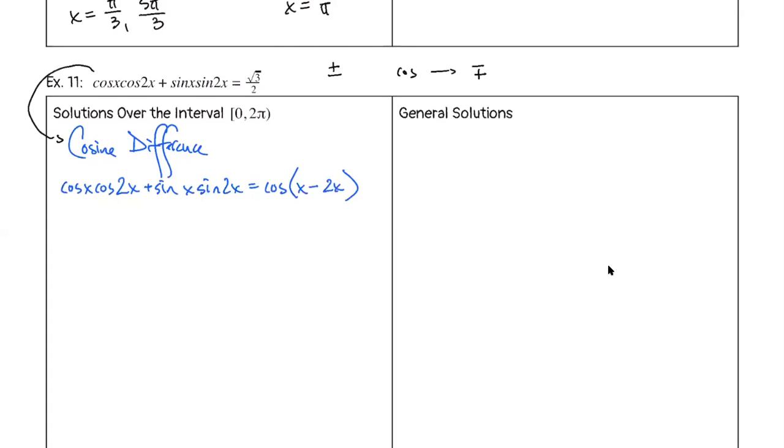So here's our identity. We're able to turn the left-hand side of that equation to be cosine of, let's see, x minus 2x is negative x, okay? So we have to use one more identity. What is that other identity?